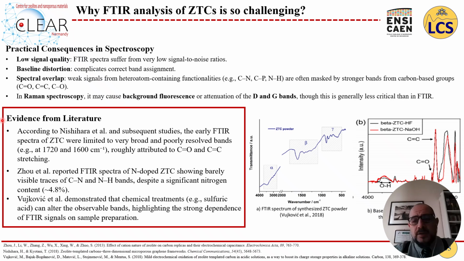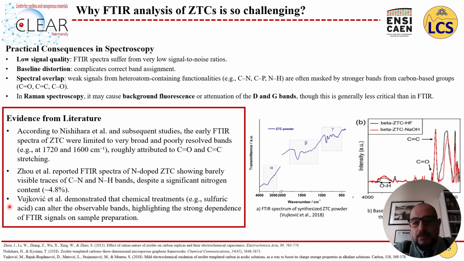As a practical consequence in FTIR spectroscopy, we have a low signal quality. This means that the FTIR spectra suffer from a very low signal-to-noise ratio. We have a baseline distortion that complicates the correct band assignment. And we have also a spectral overlap. In fact, the weak signals from heteroatom-containing functionalities, such as C-N, C-P, and N-H, are often masked by the stronger bands from carbon-based groups, for example the C=O carbonyl, C=C double bond, or C-O single bond.